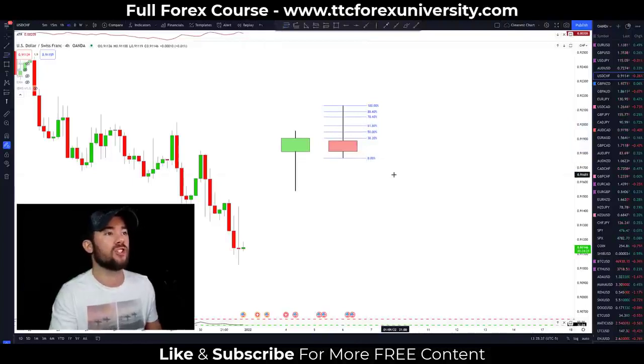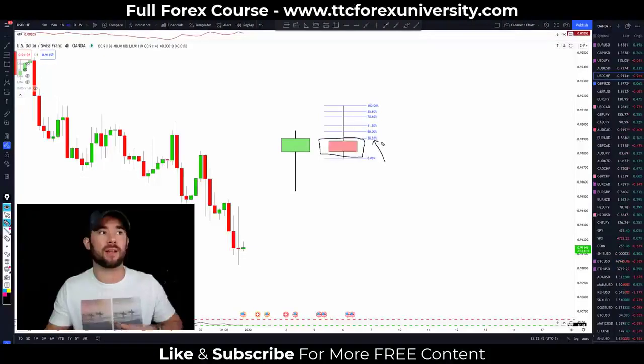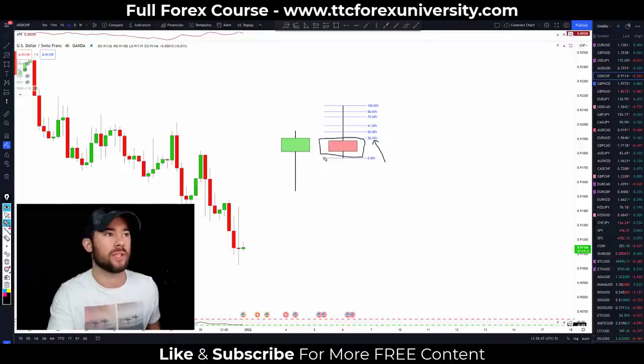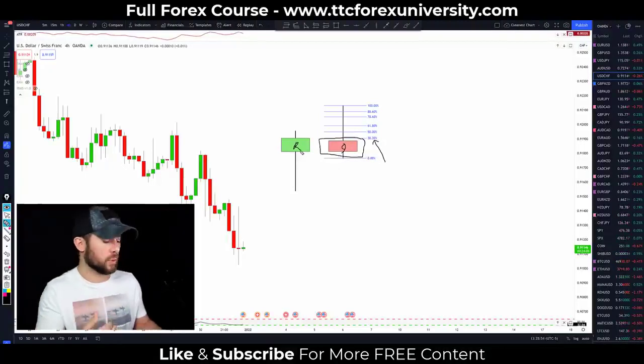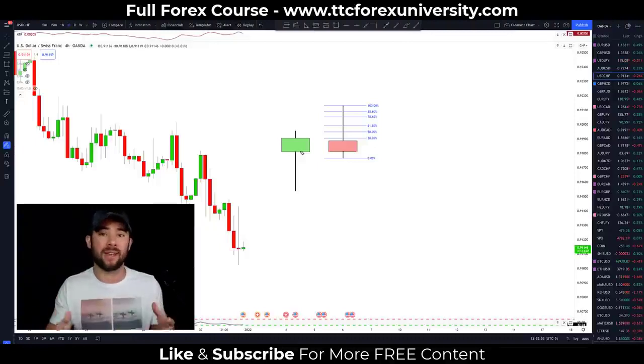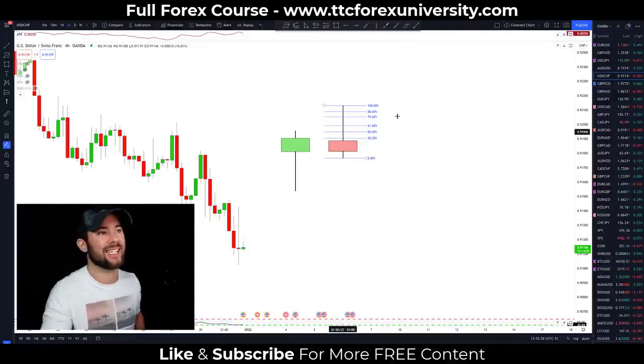We're looking to ensure that the entire body of this candle is below the 38.2% retracement. For me, the color of the candle does not matter. So this could be green and this could be red. Okay, so there's a very brief overview of the rules we're going to be using for our candlestick patterns that we're going to use in today's examples.